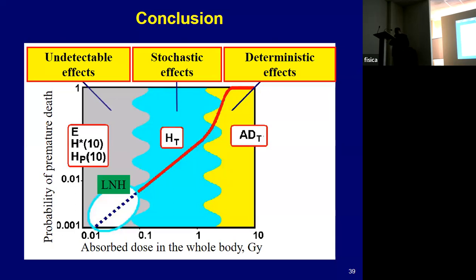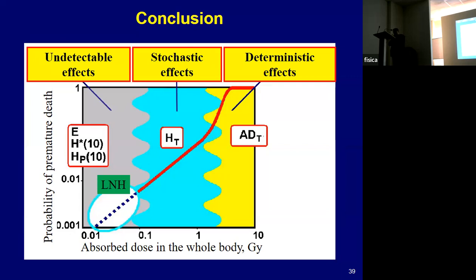Next step, the contribution of the risk of developing deterministic effects to the overall probability of premature death is negligible at doses below 1 gray. So equivalent doses should be used to estimate the effects of exposure in the range from 0.1 up to 1 gray.